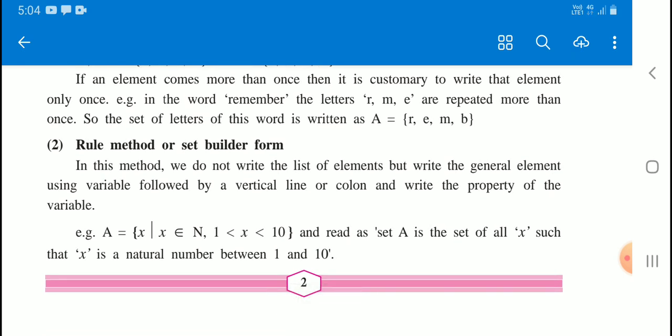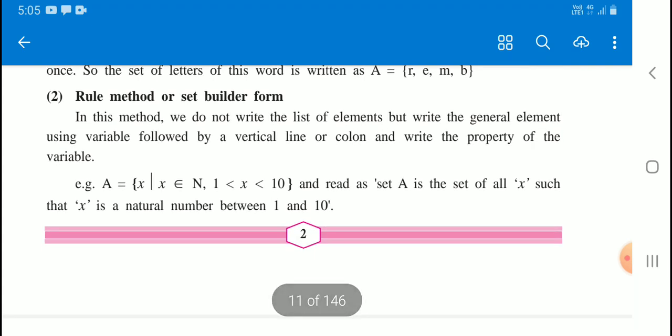The second method of writing a set is the rule method or set builder form. In this method, we do not write the list of elements, but we write the general element using a variable followed by a vertical line or colon, and we write the property of the variable. Here is one example. A is equal to, in curly brackets, x such that x belongs to N, comma, 1 is less than x is less than 10.